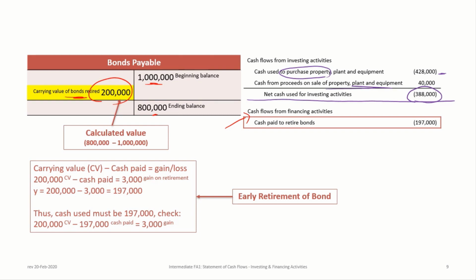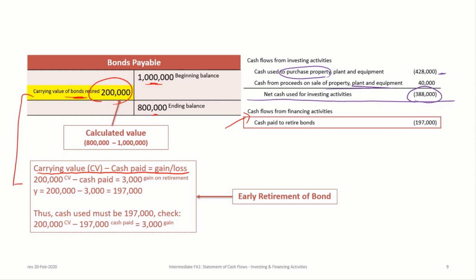This debit does not necessarily mean that this is the amount of cash that was received. So what we have to do is determine if there was a gain or a loss on the retirement of bonds. And there actually was. If we have a little formula here that says the carrying value of my bonds less my cash paid, because if you're redeeming bonds, you're going to pay cash, the difference between those two is a gain or loss.